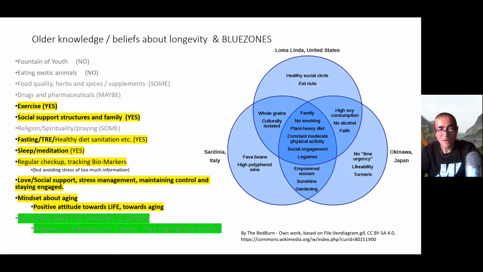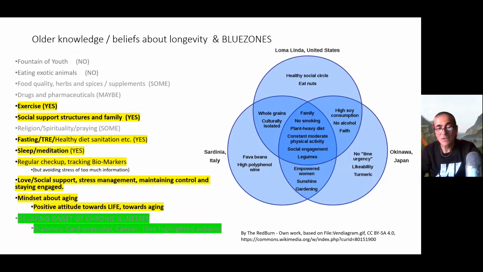Drugs and pharmaceuticals, yeah, maybe they are important, and there's more knowledge about that. But they can also lower the quality of life. Of course, if you have a chronic illness and your doctor recommends a certain drug, definitely you have to keep taking that drug regularly with the proper dose, and make sure you track your biomarkers according to that problem. But aside from that, generally exercise is good for you, social support structures and family are good for you, religion to some extent, spirituality or praying or meditation is important, interesting, good.